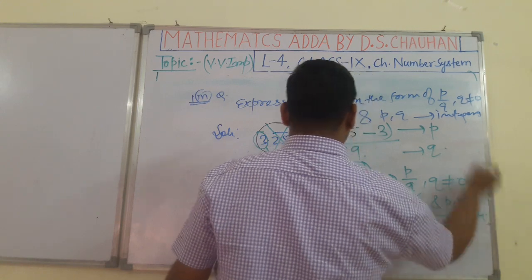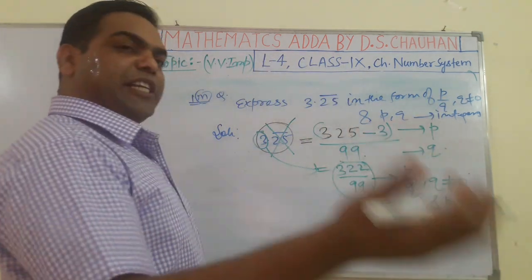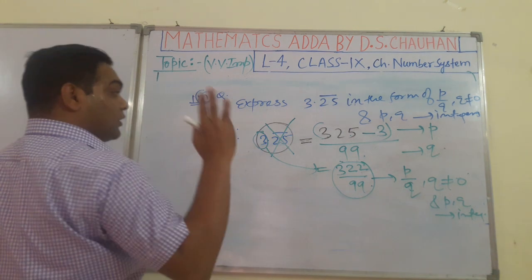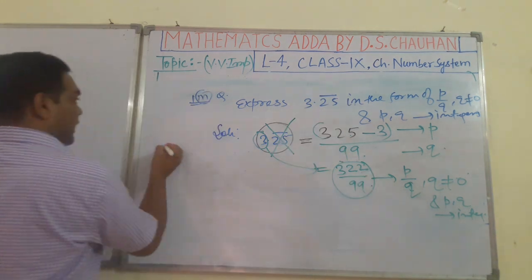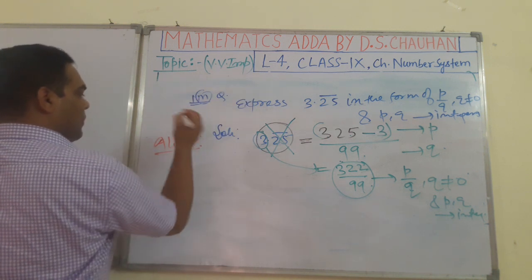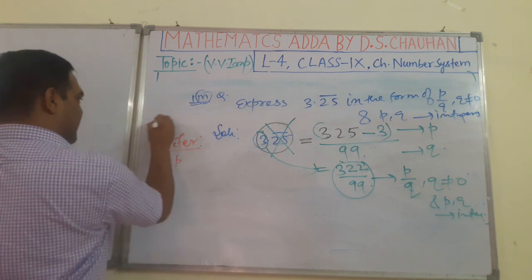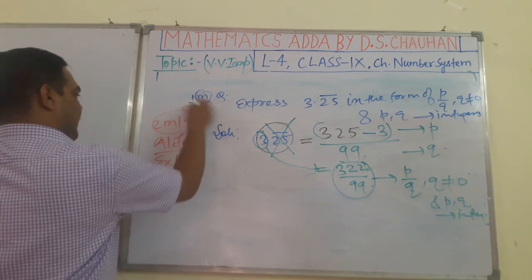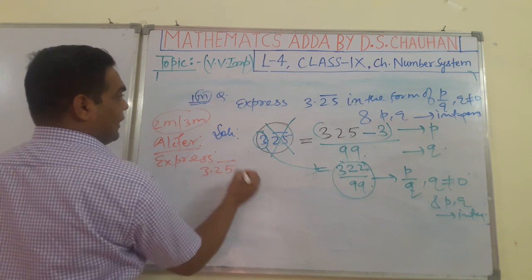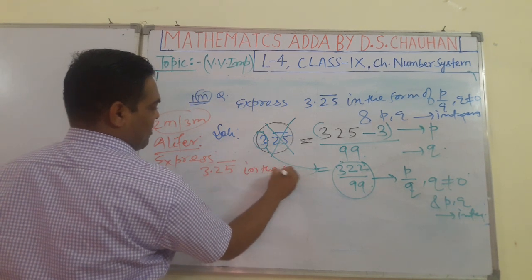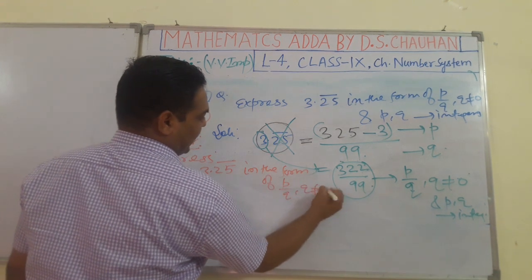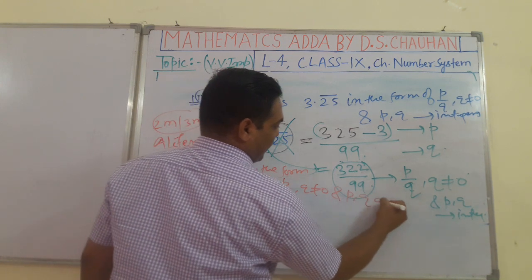Well students, see how easily we have done it. But suppose the same question comes for 2 marks or 3 marks. Express 3.25 bar in the form of P by Q, where Q is not equal to 0 and P, Q are integers.